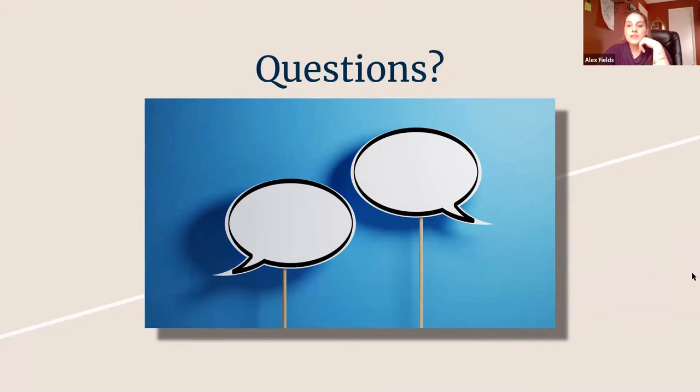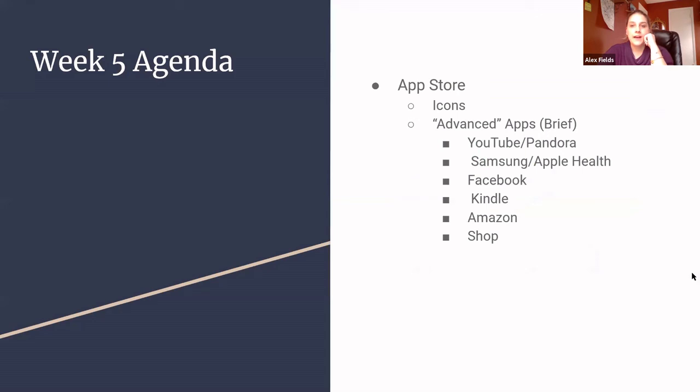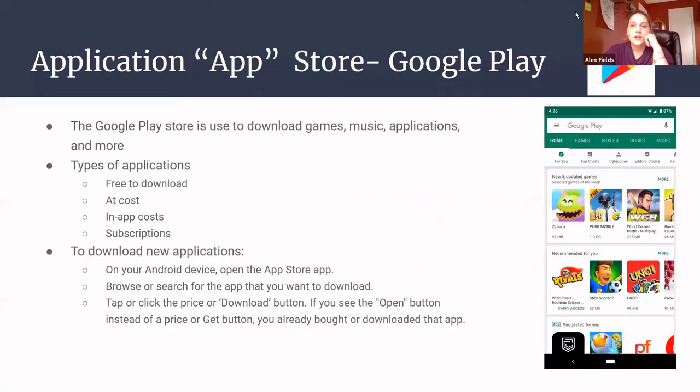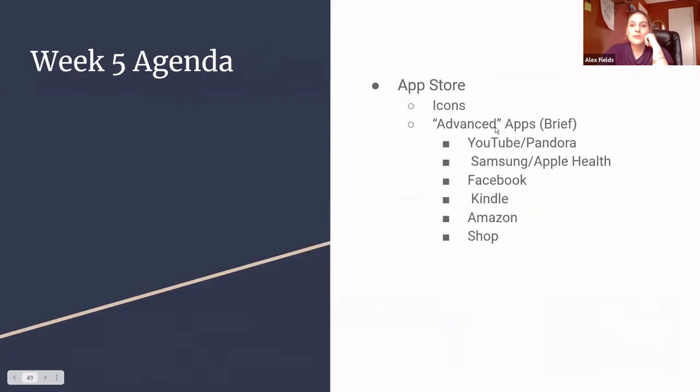All right, so I'm going to go over next week's agenda real fast. Next week, we will be talking about the Google Play Store, some icons that you should be aware of, as well as some more advanced applications. So applications that are not pre-downloaded into your phone, but applications you will have to download. And we'll briefly touch upon YouTube, Pandora, Samsung Health, Facebook, Kindle, Amazon, and the Shop applications.